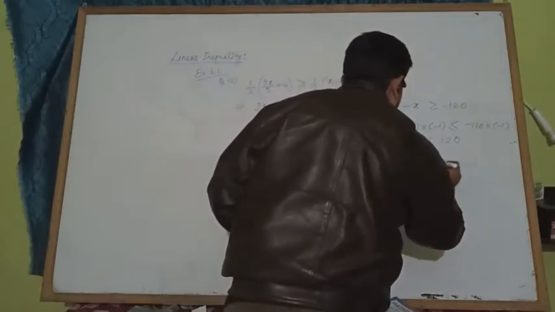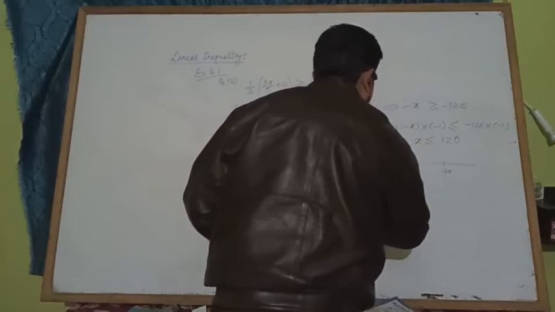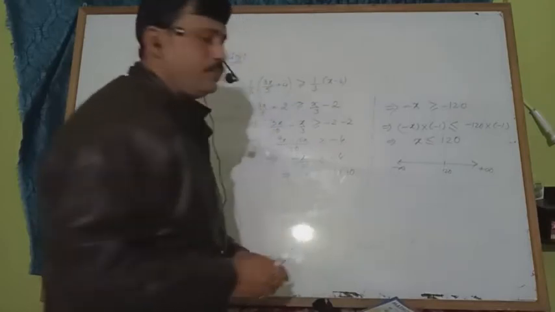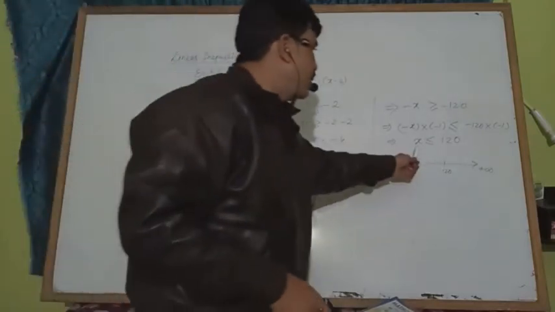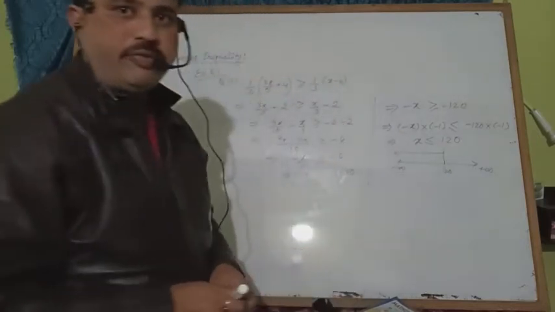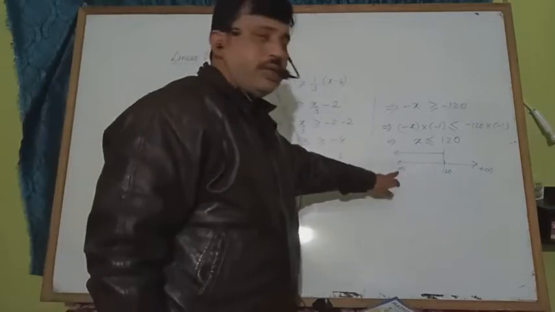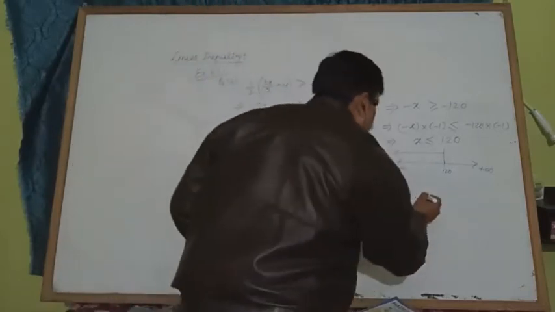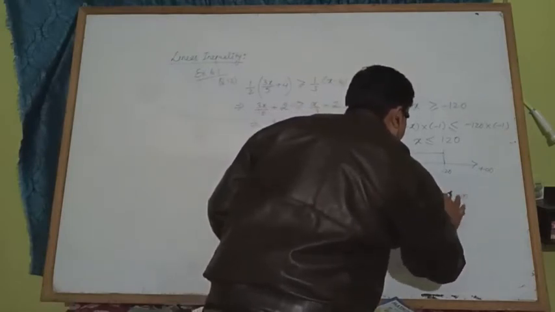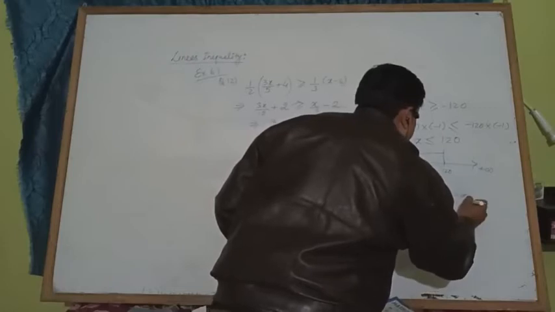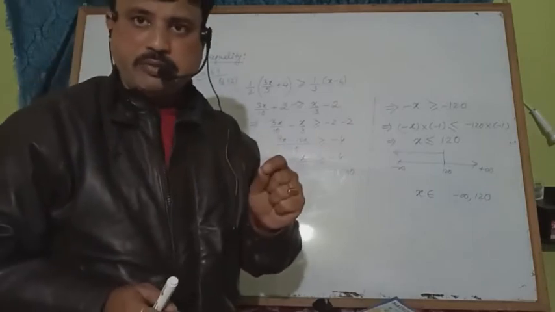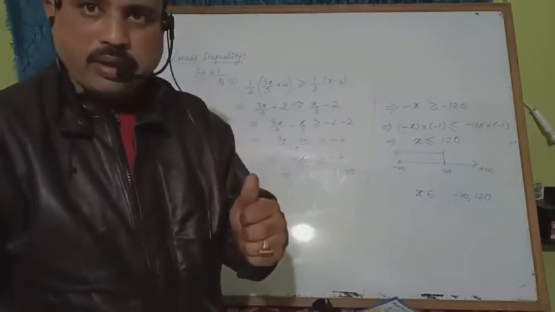So somewhere here is 120. This side is minus infinity. This one is plus infinity. So obviously x is less than 120. From this side we are moving to the left, and towards the left is minus infinity. So write x belongs to minus infinity, comma 120.